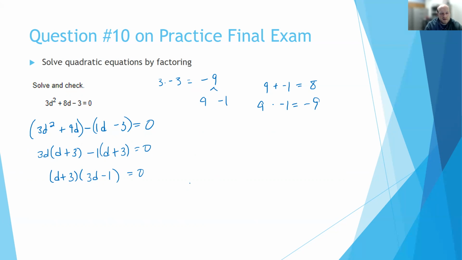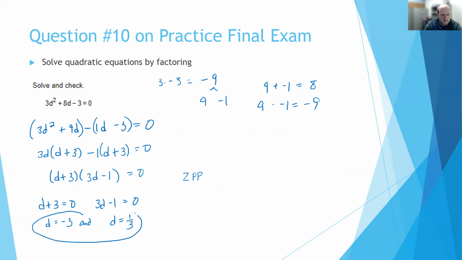But what you want to do is use the zero product property. Remember, we talked about that. We call it ZPP. And you want to take each of these factors and set them equal to 0. And then you'll solve. So I'm going to subtract 3 from both sides. So d equals -3. And another thing that would work, when I add 1 and divide by 3, d would equal 1/3. So these should be your answers.